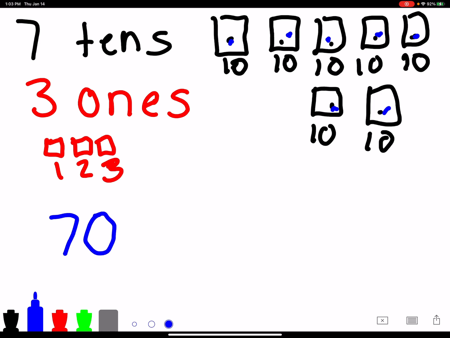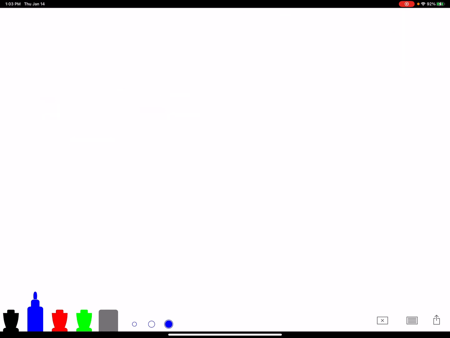And now we have 3 extra blocks, so we add 70 plus 3. 0 plus 3, and remember 0 has no value, so we'll just leave the 3, and we'll bring the 7 over. So now we have the number 73. Okay? So let's try another one.